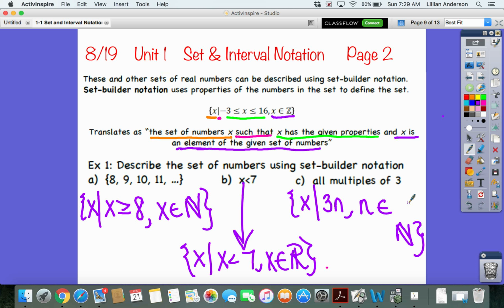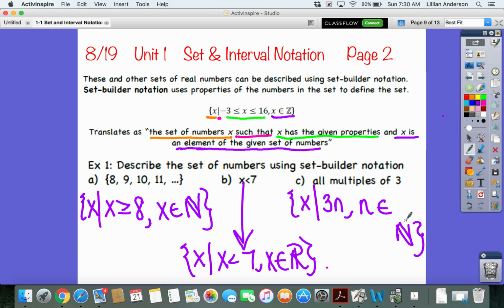So 1, 2, 3, 4, 5, 6, so on and so forth, all of those are natural numbers. So the way we can describe this number set is by saying the set of x such that 3 times n. Now n is what we're actually going to describe here, because n is going to be the numbers that are actually going to get us our multiple of 3. That's what we need to describe here. So n is actually an element of all natural numbers, because when we multiply 3 by 1, 2, 3, 4, 5, 6, we're going to get all of our multiples of 3.